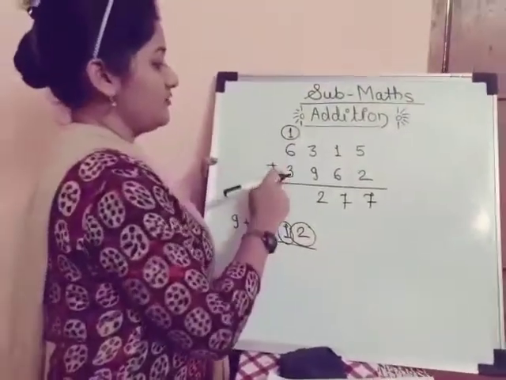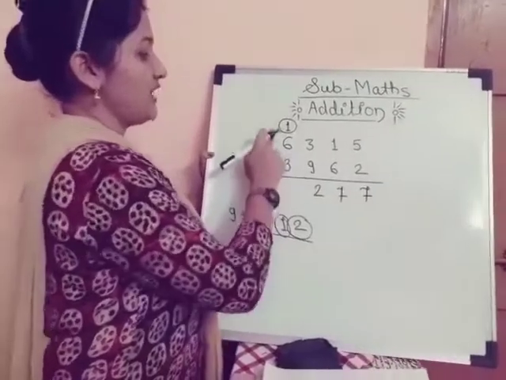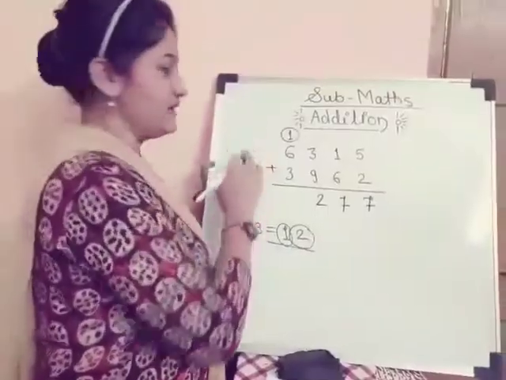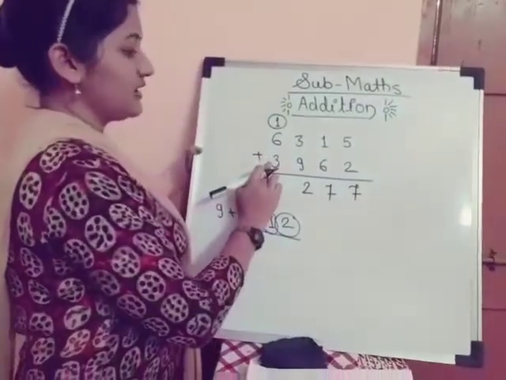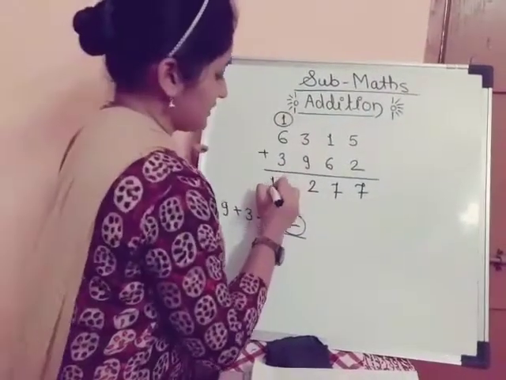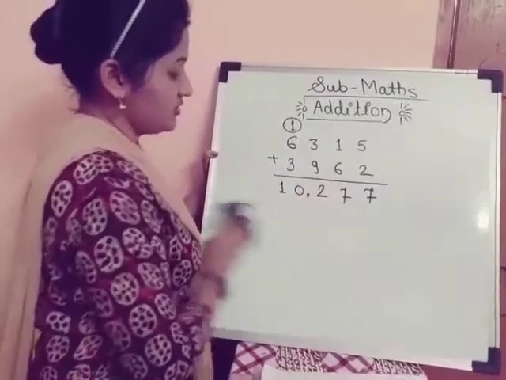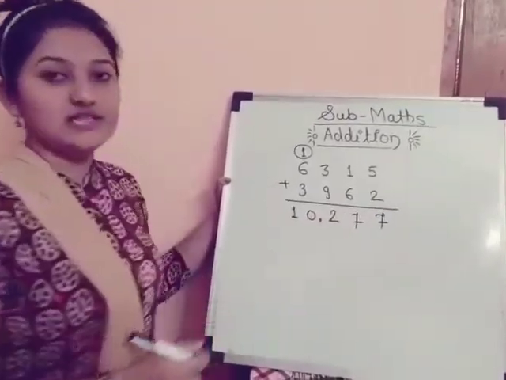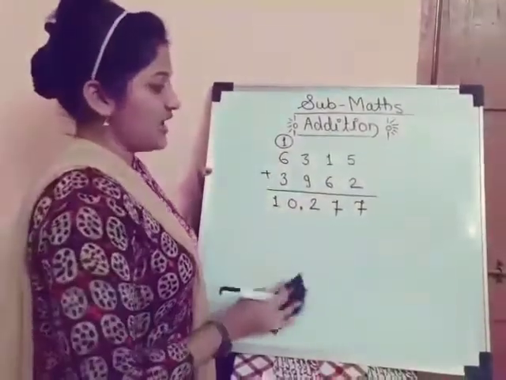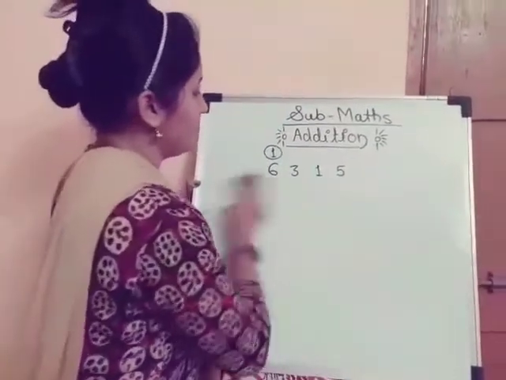And here when we do the addition of this number, we have to add this number which we have carried. So 6 plus 3, 9 plus 1, 10. So your answer is 10,277. This way you can do the addition of any 4-digit number.